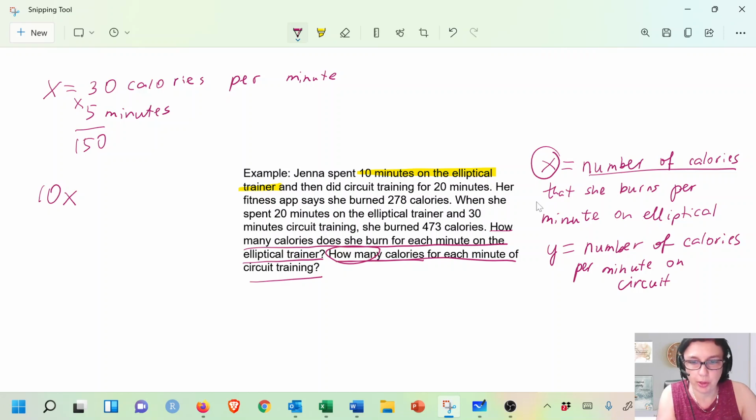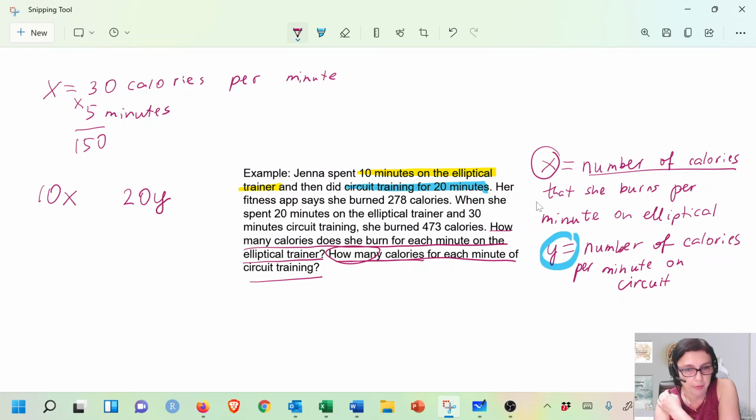Well, she's also gonna, let's highlight that part, maybe use a different highlighter. Okay, now this one is way too dark. How about blue? So we know that she also did circuit training for 20 minutes. So each minute of that circuit training was Y, right? So then if she did 20 minutes, we're going to multiply 20 by Y, because Y is how many calories for each minute, right? So if Y was, let's say, 5, then you would do 20 times 5, right, to get the total number of calories. But if it's Y, then it will be 20 times Y, okay?